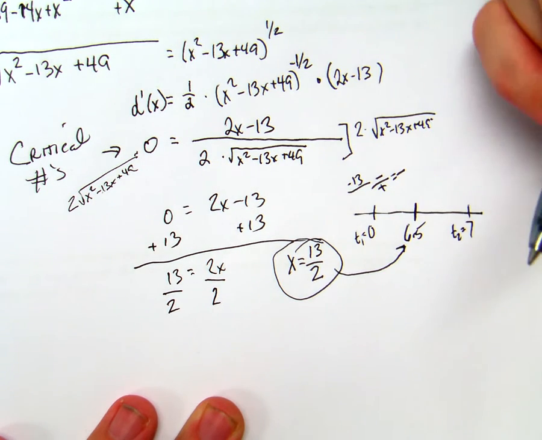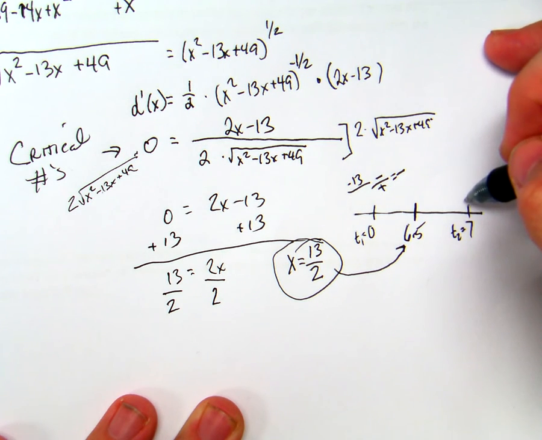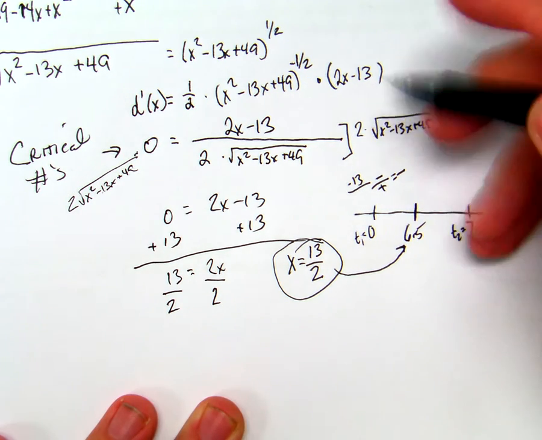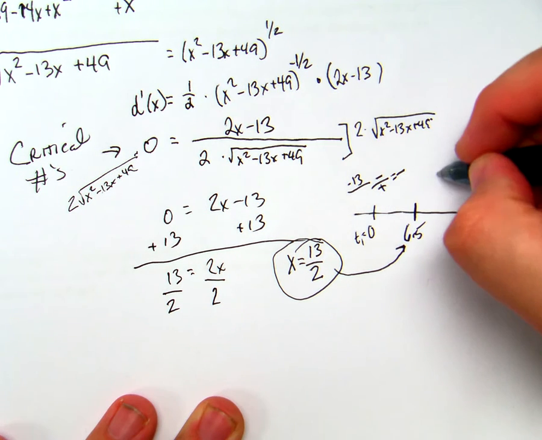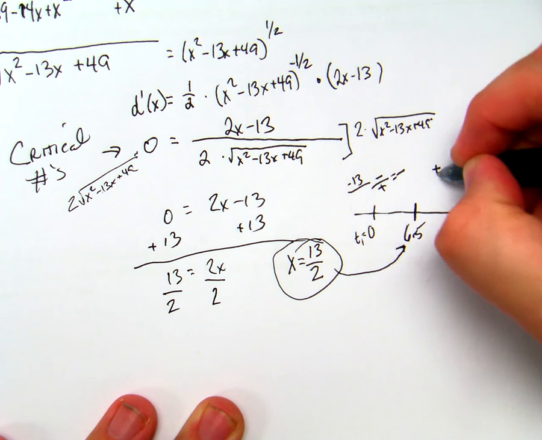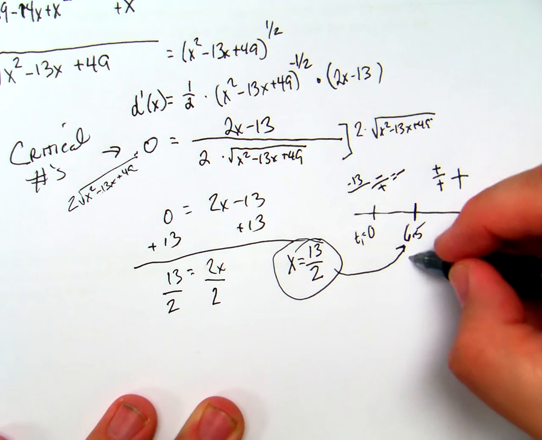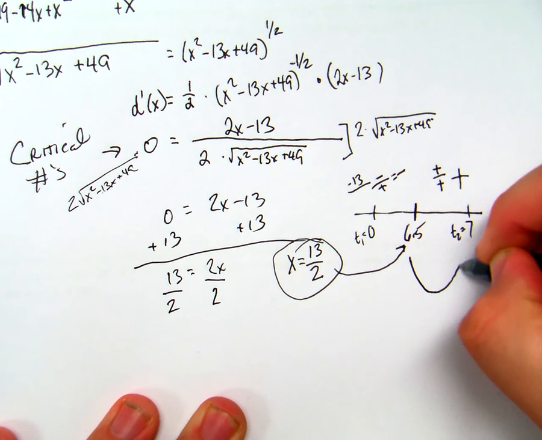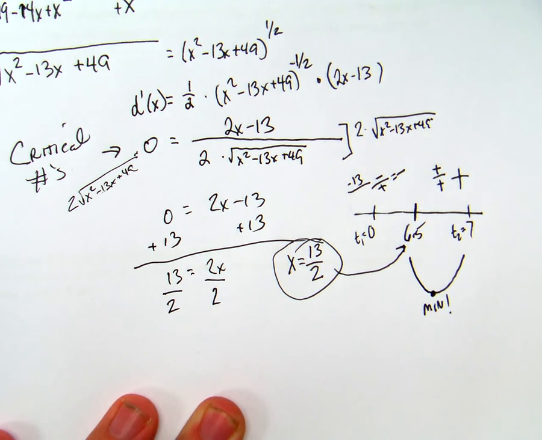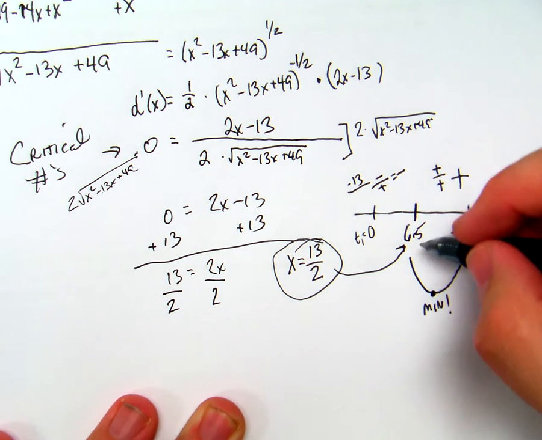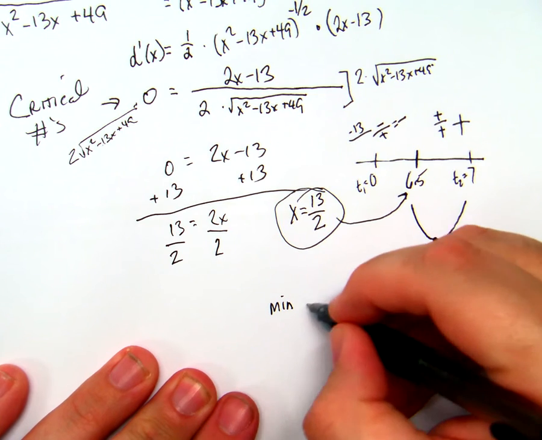If this is positive, if you plug in a 7, you're going to get 2 times 7, which is 14 minus 13, which is 1. So that's positive over something that's always positive. So I'm going from negative to positive, so it means it's decreasing to increasing. Did I get my minimum? Absolutely. So I have a minimum. I know my minimum now is that x is equal to 6.5.